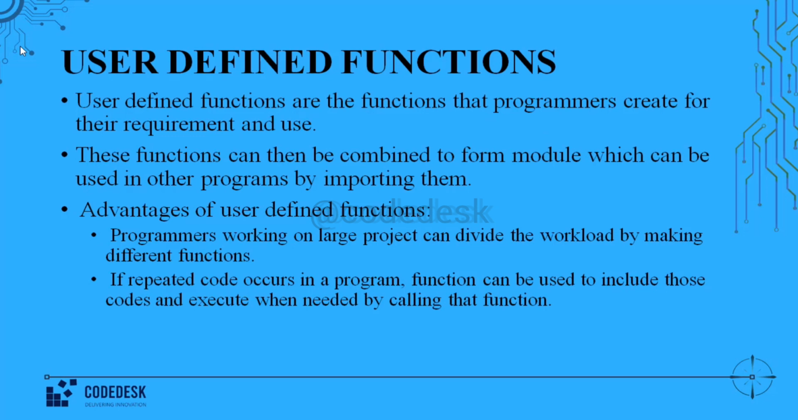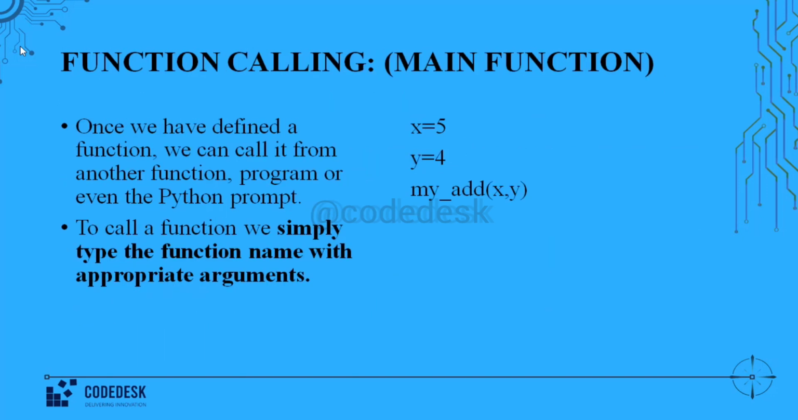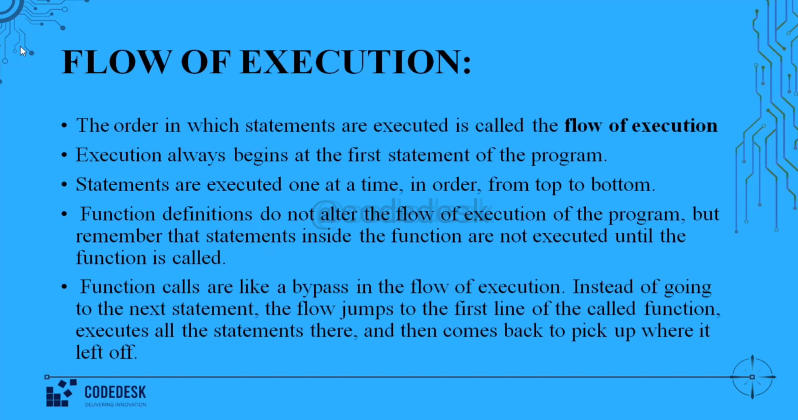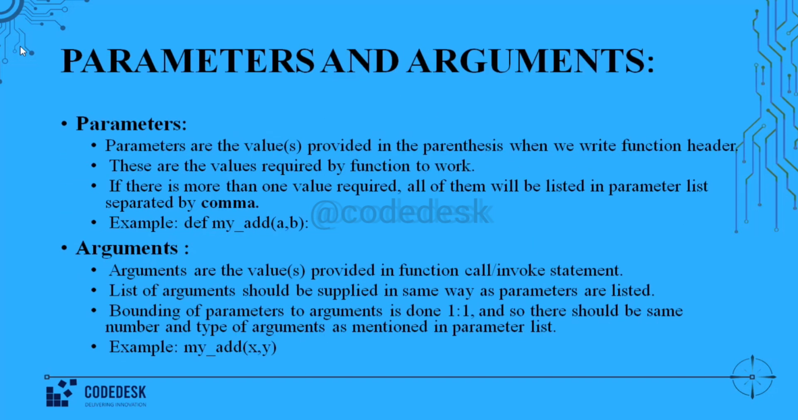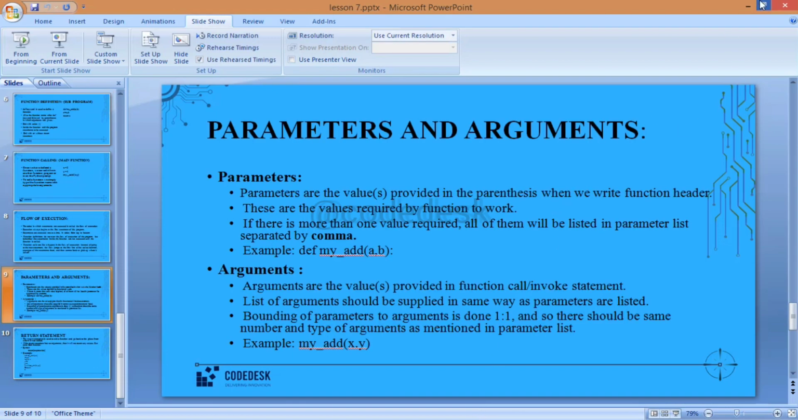A user-defined function is one where the user gives the name to the function. We are going to give some name to the particular function. Before going into the user-defined function, we need to know four things: what is meant by function definition, what is meant by function call, which thing is said to be the parameter, and which thing is said to be the argument. For that, we will go to the terminal so that you can clearly understand it.